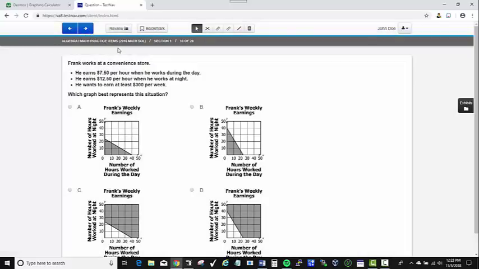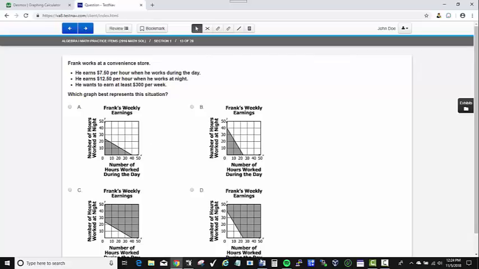Okay, Frank works at a convenience store. He earns $7.50 per hour when he works during the day. He earns $12.50 per hour when he works at night. He wants to earn at least $300 a week. Which graph represents this situation?